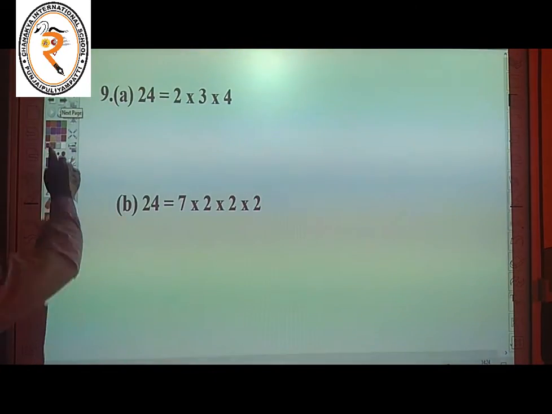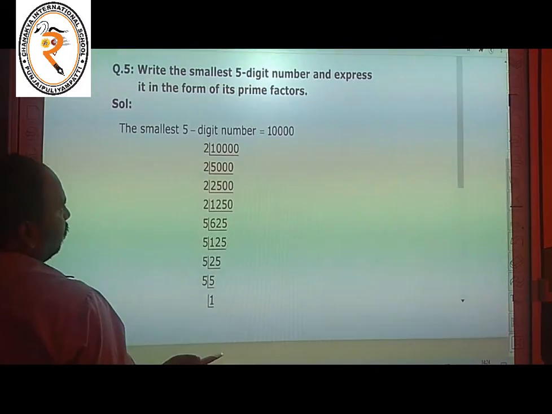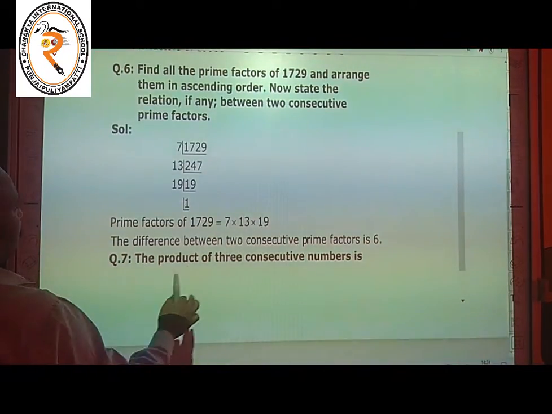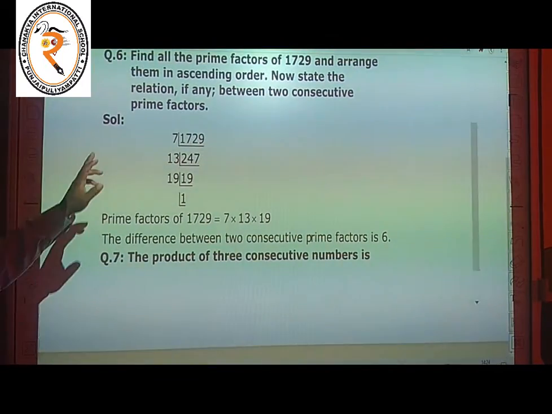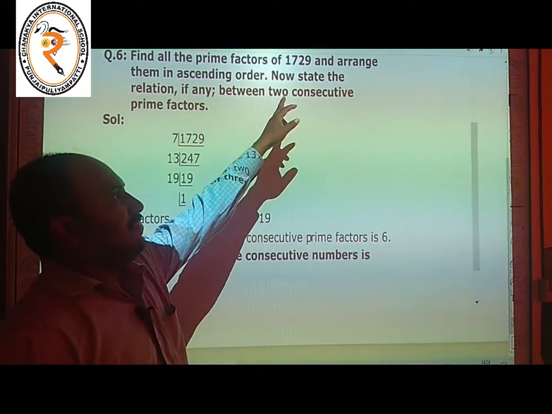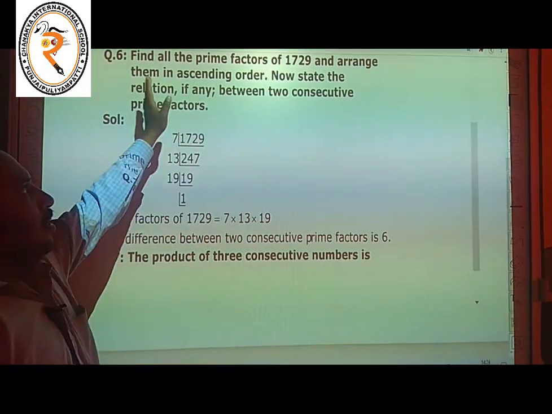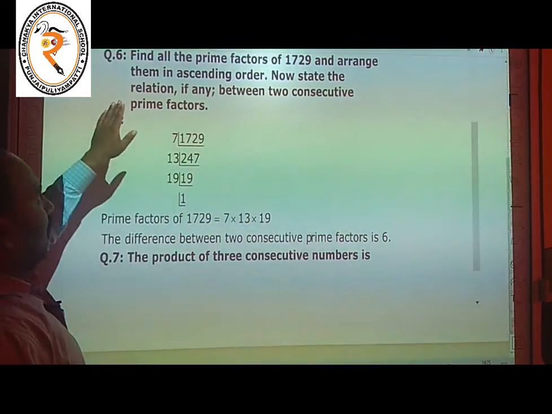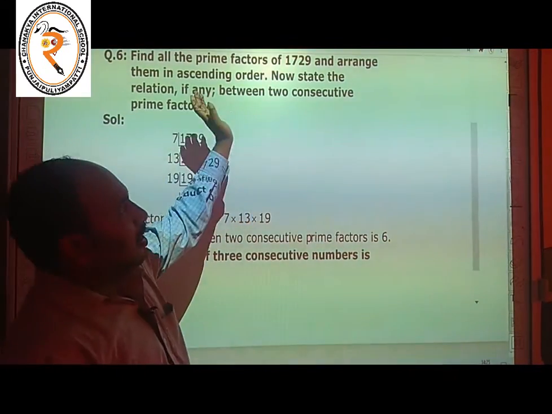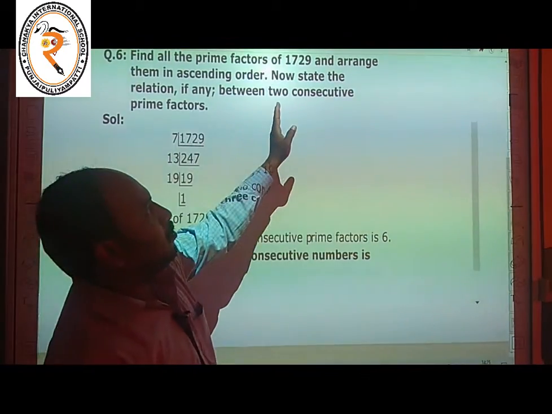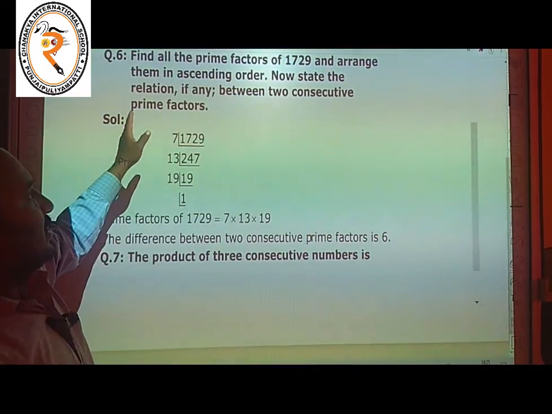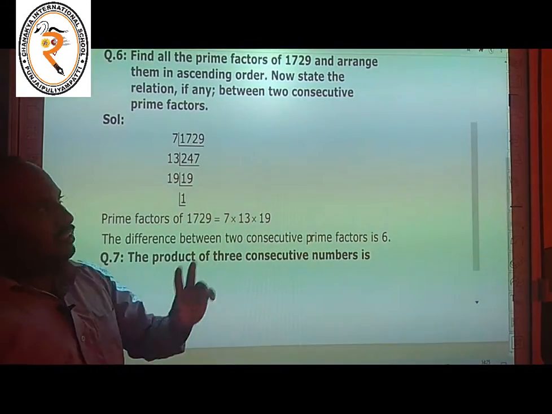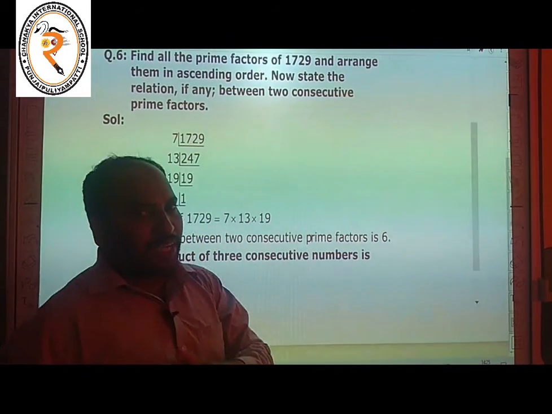The next one, question number 6. Find all the prime factors of 1729 and arrange them in ascending order. The next part is, now state the relation, if any, between two consecutive prime factors.